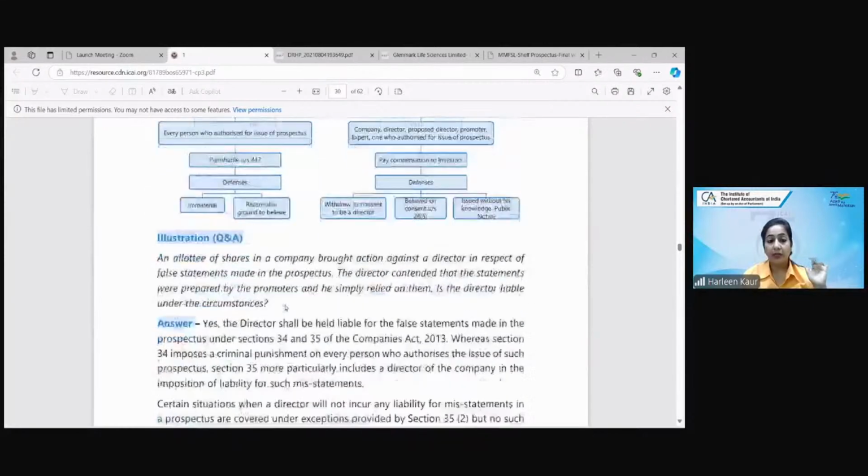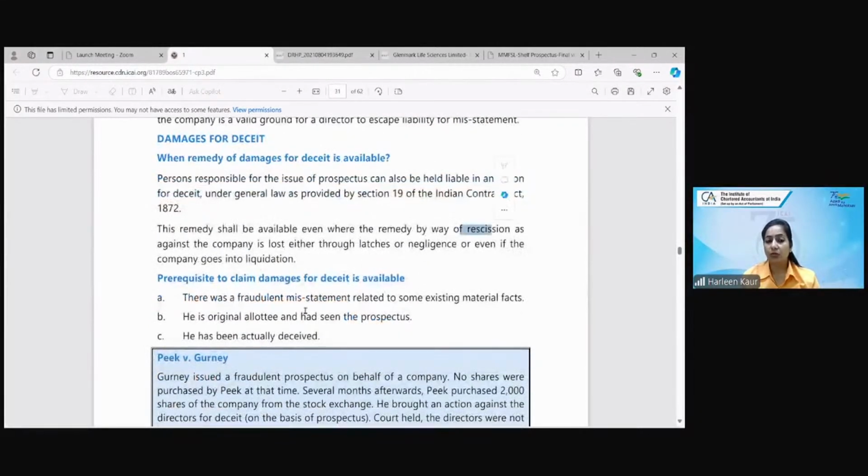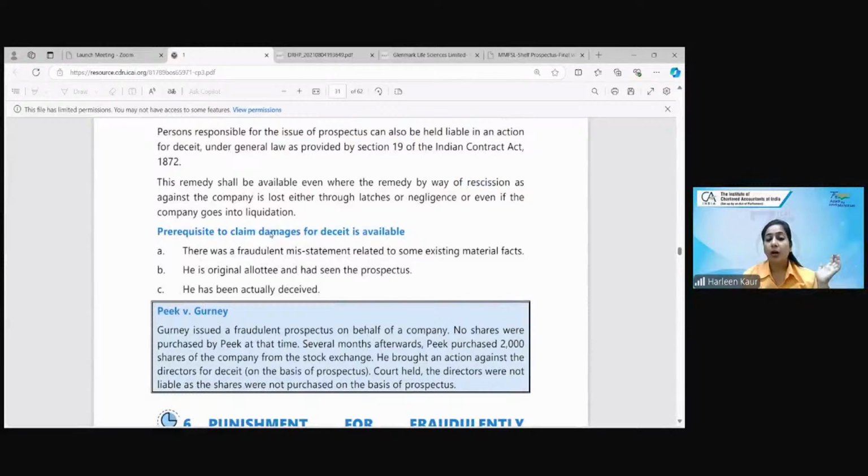And then we have done this question also, damages for deceit. I just explained to you, deceit means where you're trying to make another person believe something that is not true. Person responsible for issuing the prospectus, section 19 of the Indian Contract Act, misrepresentation is governed by it. This remedy is available by way of rescission. You all know about that. So how will you claim the damages? There should be a fraudulent misstatement.